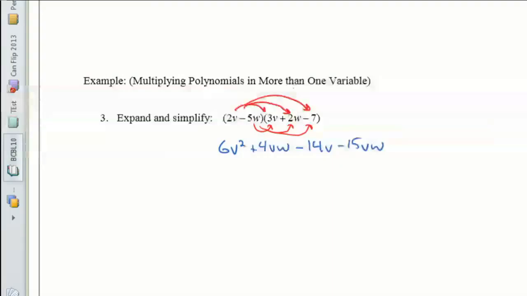The positive 2 gives me negative 10. And I have w times w is w squared. And then negative 5 times negative 7 is positive 35w.